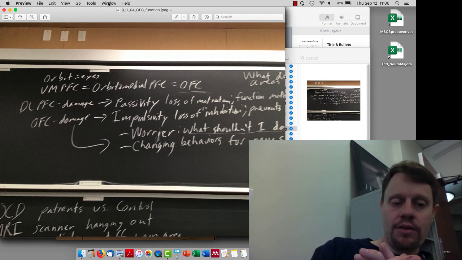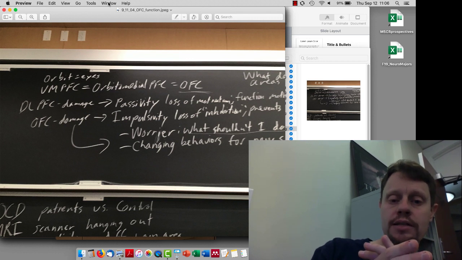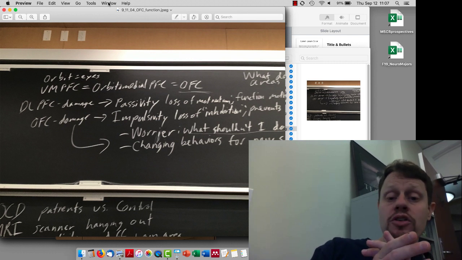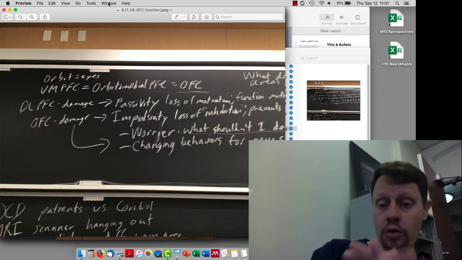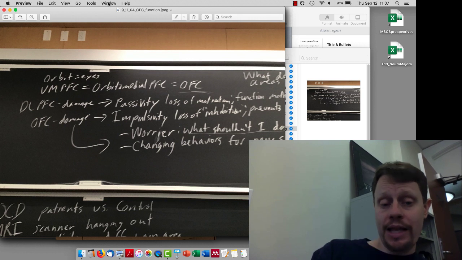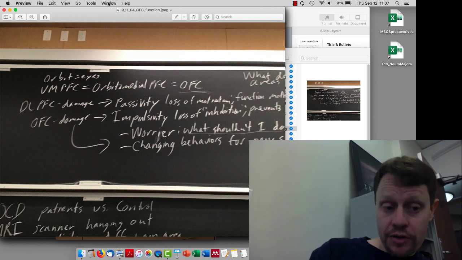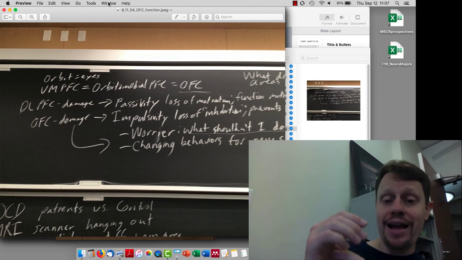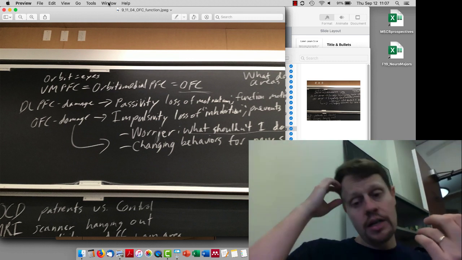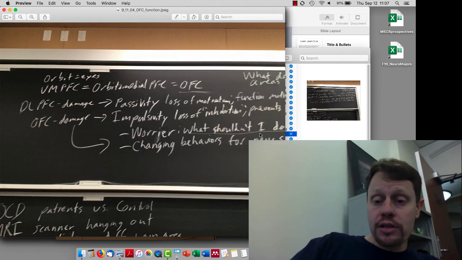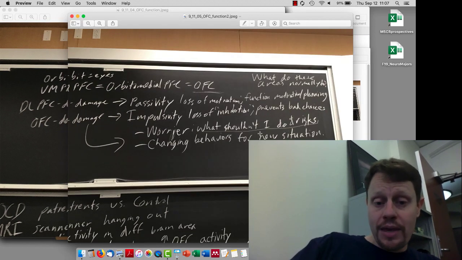Damage to the dorsolateral prefrontal cortex causes loss of motivation. And so the function is to motivate and be involved in planning. Damage to the orbital frontal cortex causes impulsivity and lack of inhibition. So its function is actually a little bit more complicated. But partially its function is to inhibit inappropriate behaviors.